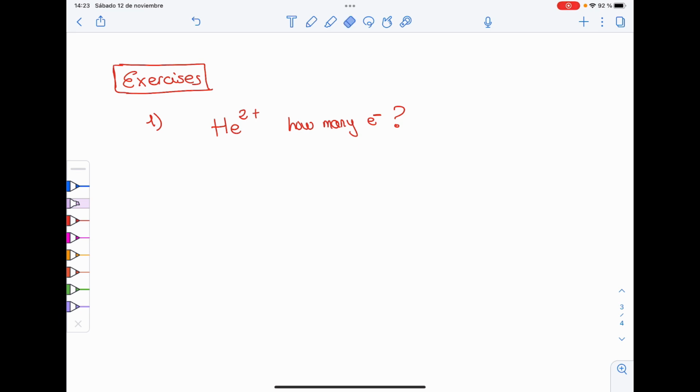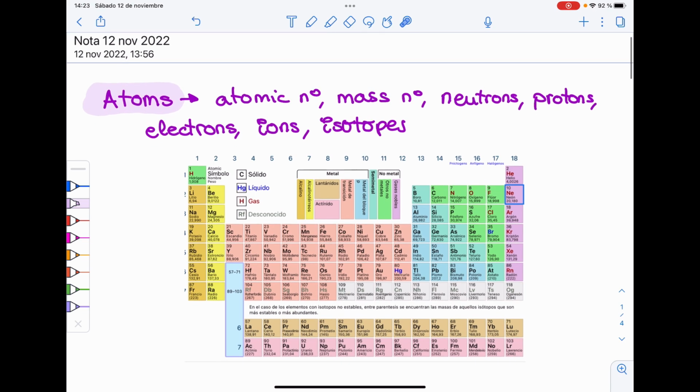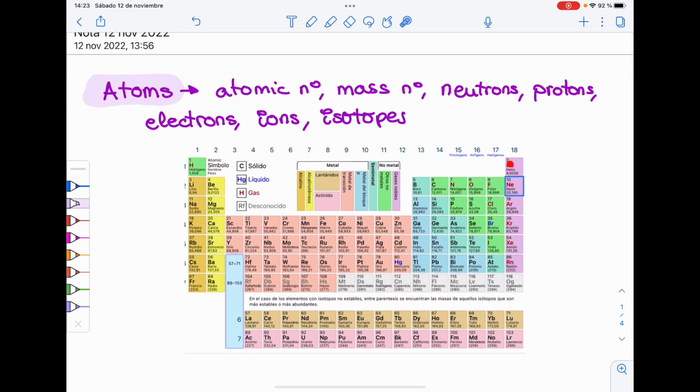So let's see. It says that I have one atom of helium. If I go to the periodic table, I see that helium always has an atomic number of 2, okay? You see here that helium has an atomic number of 2. Hydrogen 1, lithium 3, beryllium 4. So this atomic number changed. And remember that the atomic number is the number of protons that they have. So helium always has 2 protons.